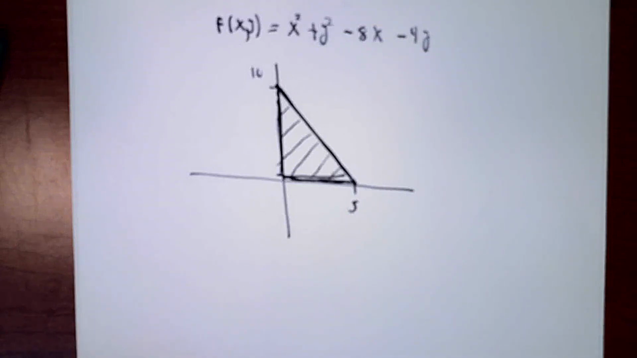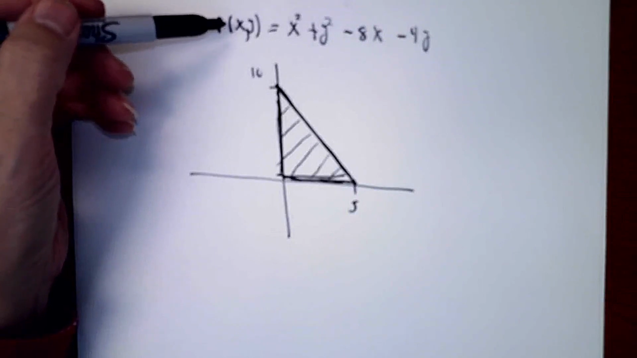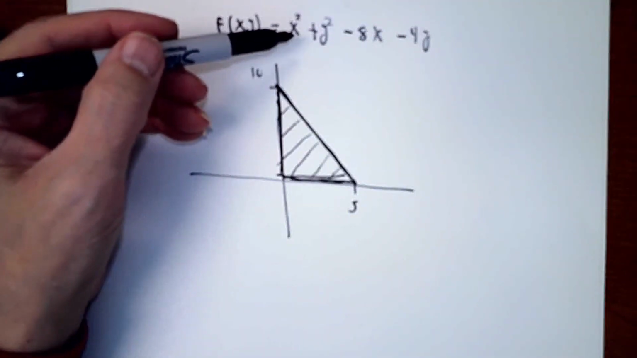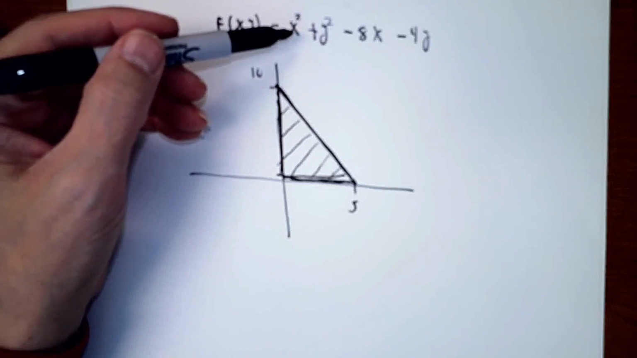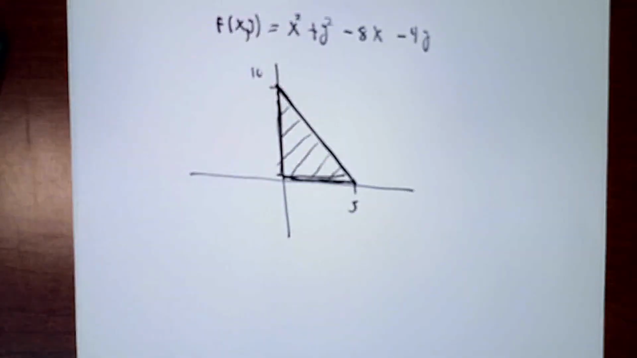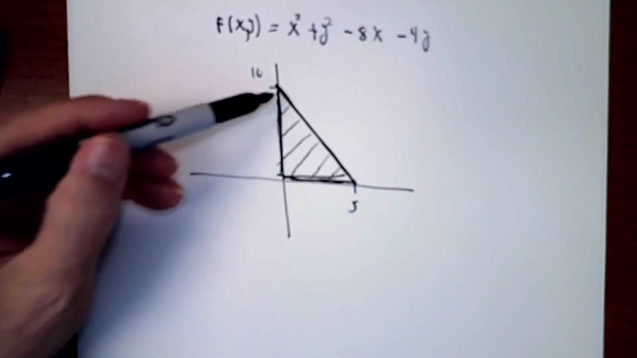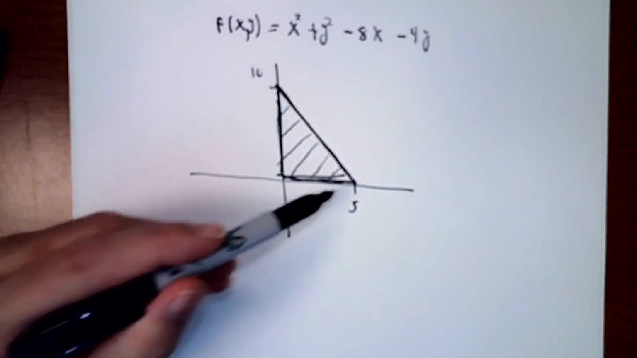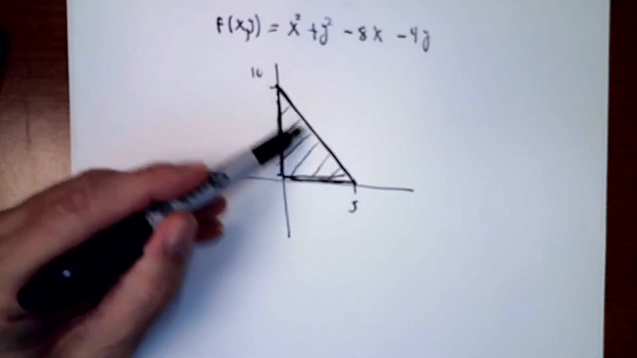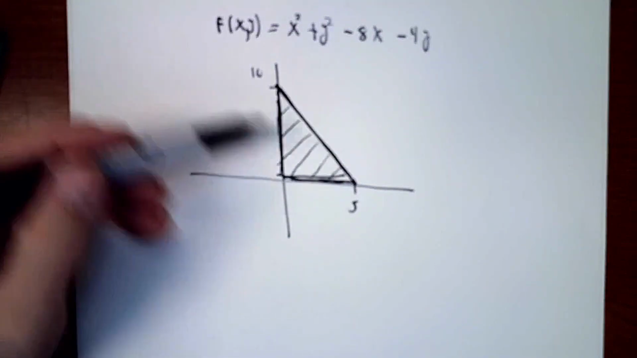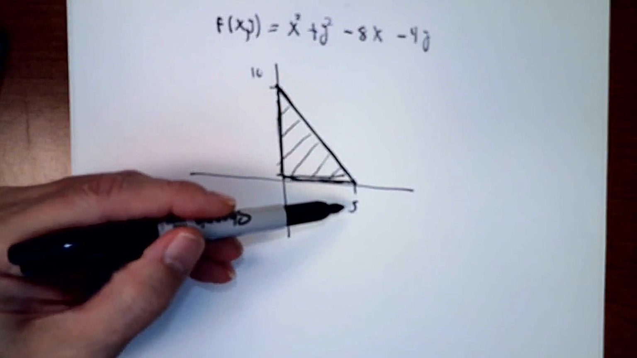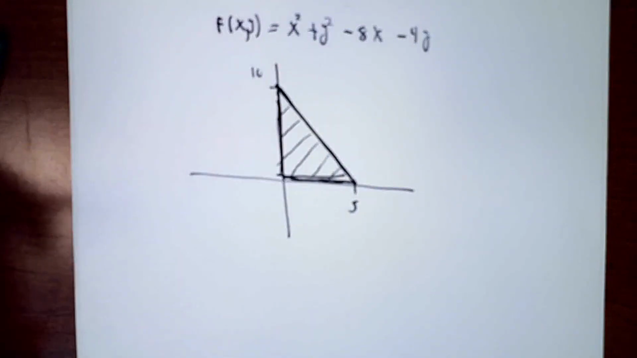As a simple example of this, let's look at the function f of x and y equals x squared plus y squared minus 8x minus 4y. I want to find the absolute minimum and maximum values of that function, but I'm only interested in looking at the points that are in this triangle. It's bounded by the y-axis, the x-axis, the straight line that has y-intercept 10 and x-intercept 5, and x and y should be bigger than or equal to 0, so that we're in the first quadrant.